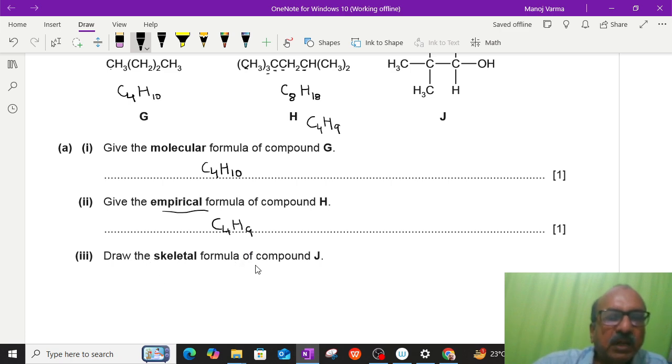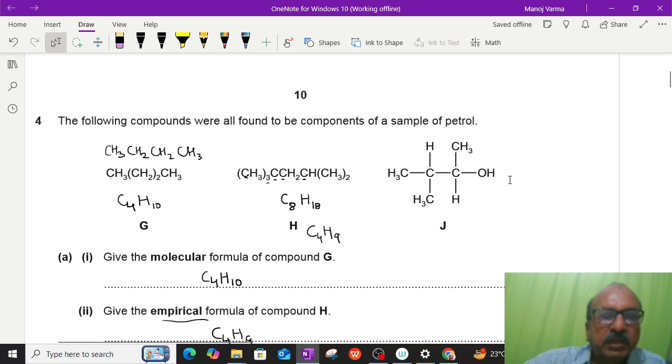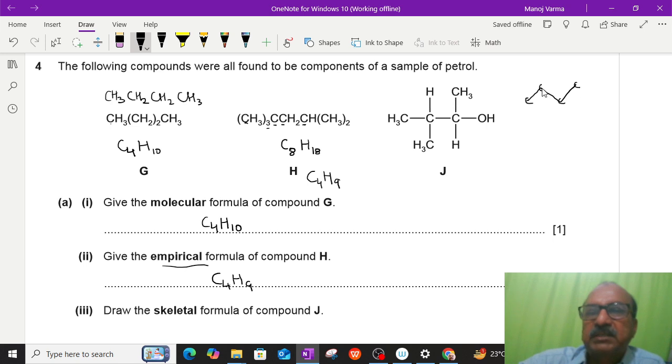Draw the skeletal formula of the compound J. So now look at the compound J. If you have studied skeletal formula, then you would know that it is something that we write in the form of a zigzag line like this. This is called a zigzag formula, and these points are supposed to be the carbons, but we don't show them. And then the remaining valencies are hydrogens.